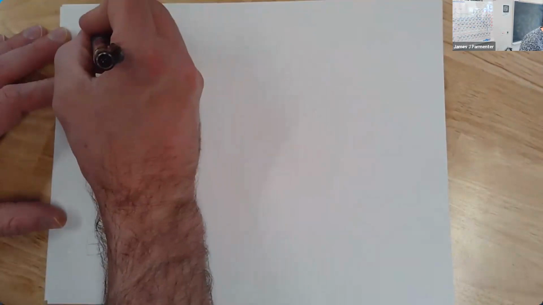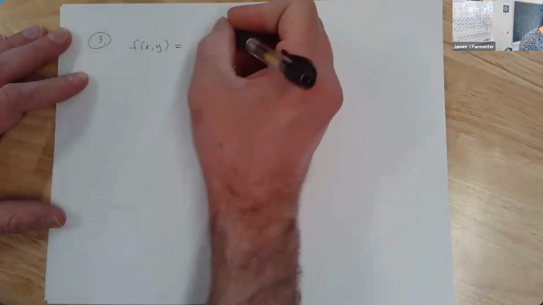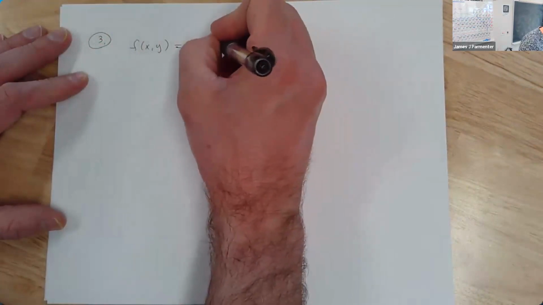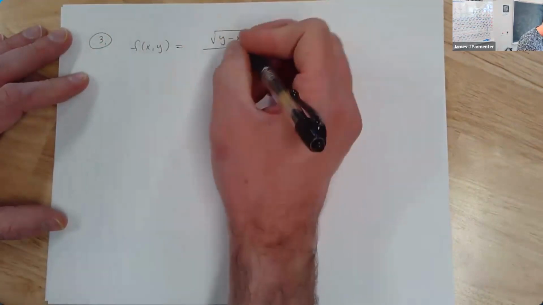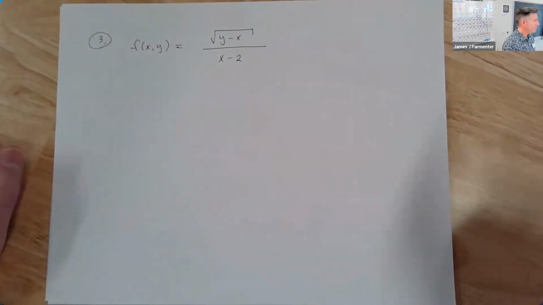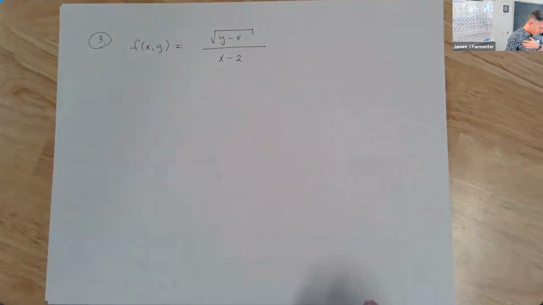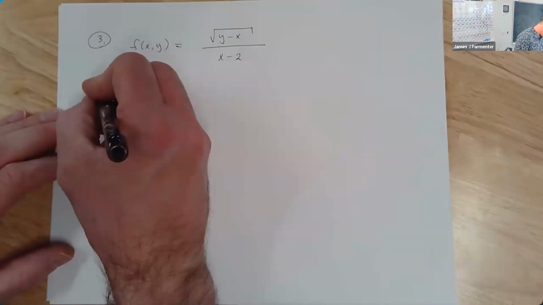So let's look at this example. Let's say our function f of x comma y is the square root of y minus x over x minus 2. Where we don't really have the pieces separate from each other. This is more where what I was doing is useful-ish. Excuse me. Let's start with finding the domain, though.